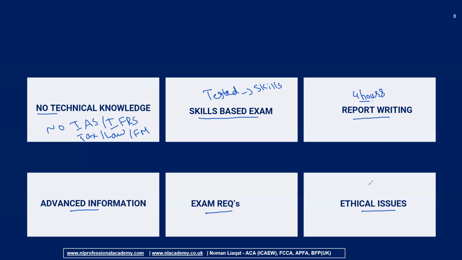So this is basically the basic structure of the case study. First of all, I talked about there being no technical knowledge. No technical knowledge means no IAS, no IFRS, no law, taxation, financial management, nothing like this. Then I mentioned it's a skill-based exam. You need to write reports. Then it uses the advanced information, exam requirements, and ethical concerns as well, basically.